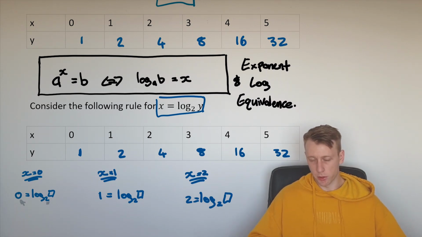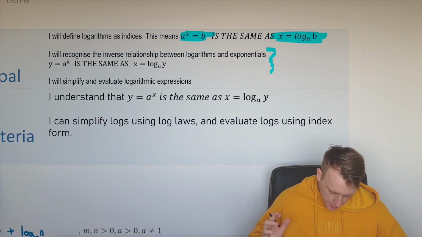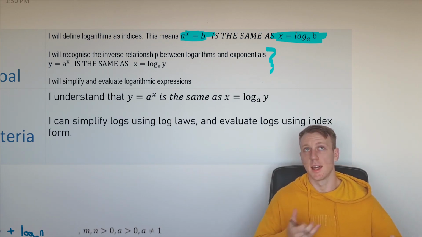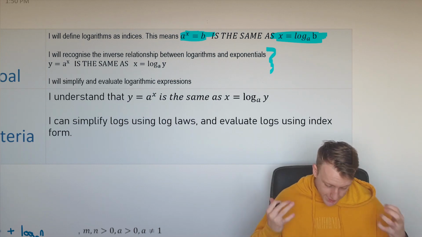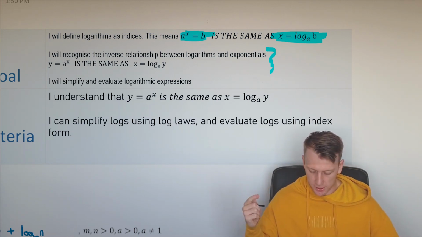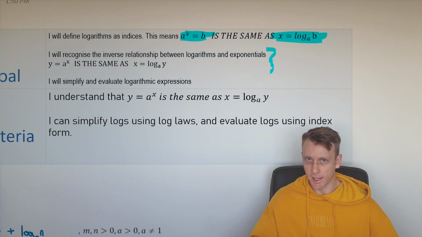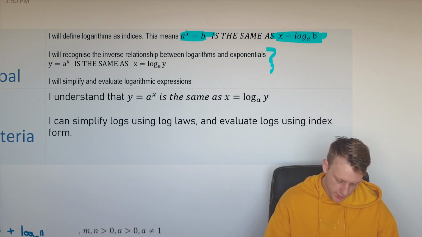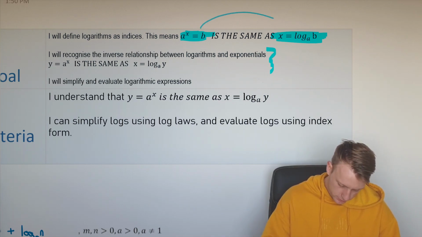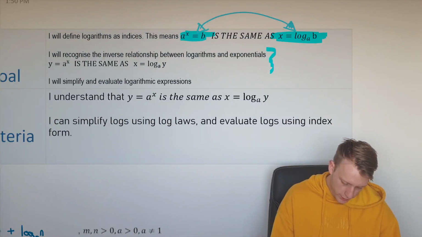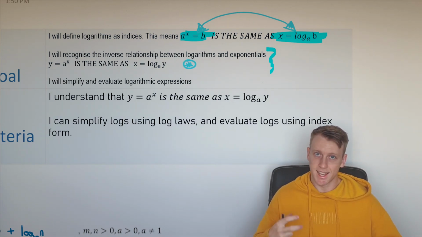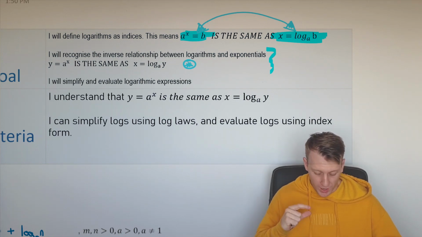So this is our log and exponent equivalent. Referring it back to the learning goal, I will define logarithms as indices. They are just inverses. So this means that a to the power of x is the same as log base a of b is equal to x. These two are equivalent. I don't want to understate how crucial it is to get this understanding right.